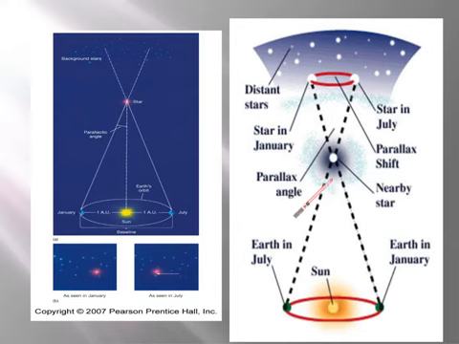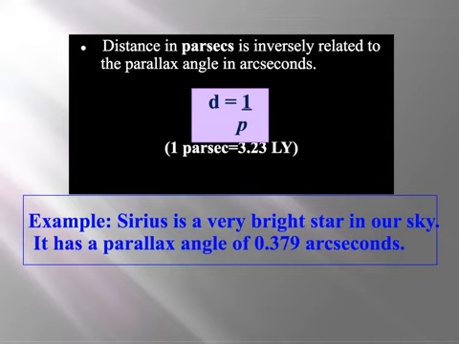So here we can see that again. And the formula is very simple. It is just that your distance is equivalent to 1 divided by your parallax angle. And that would give us a distance in parsecs, which we could then convert over to light years. So for example, Sirius is relatively close by, and this has a parallax angle of approximately 0.379 arc seconds.